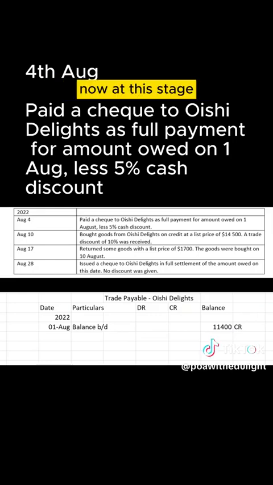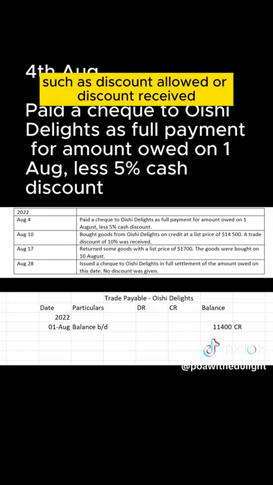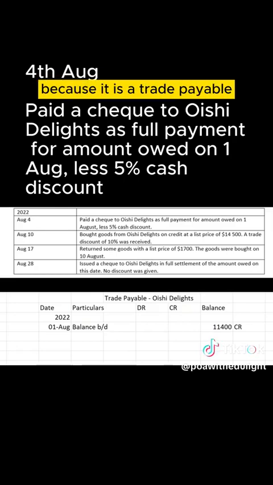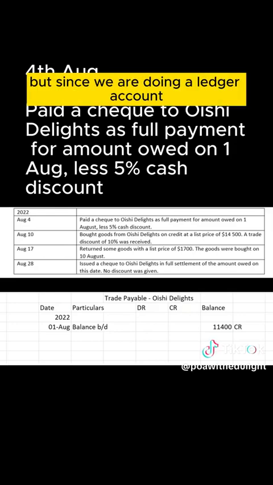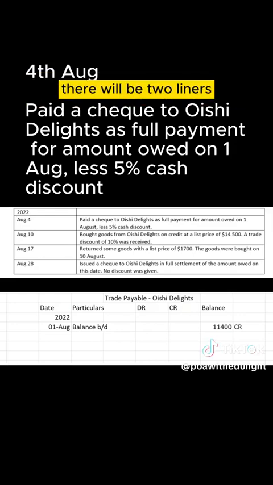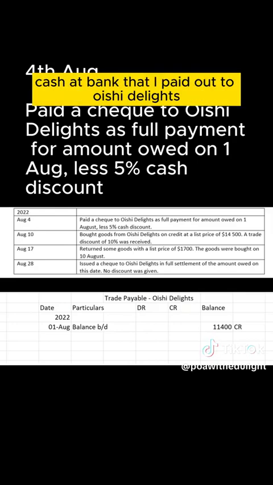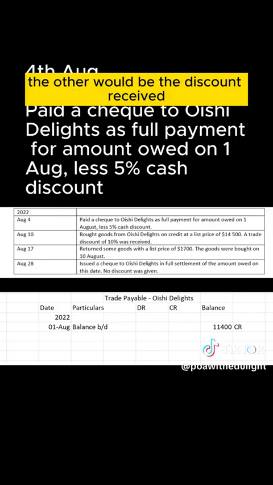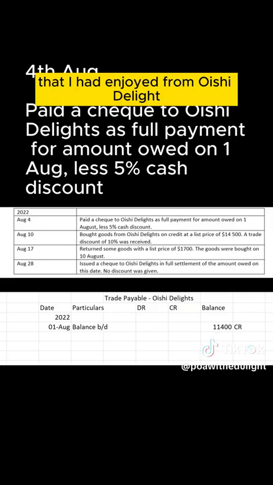Now, at this stage, when it says that it is a cash discount, you must know that we must record something such as discount allowed or discount received. In this case, because it is a trade payable, it must be a discount received. So there will always be two liners in the ledger accounts. If it's a journal entry, there will be a double entry, but since we are doing a ledger account, there will be two liners. One would be the cash at bank that I paid out to Oishi Delights. The other would be the discount received that I have enjoyed from Oishi Delights.